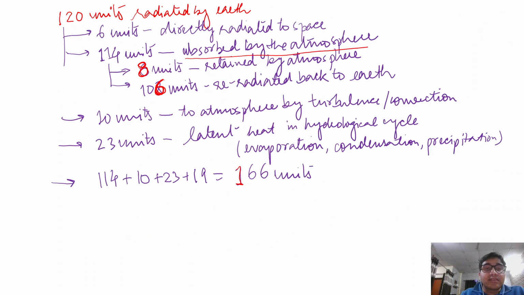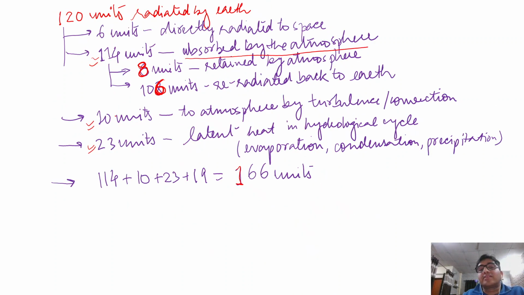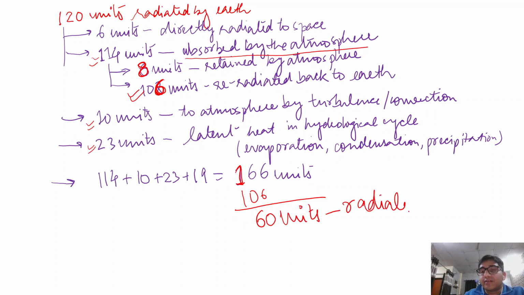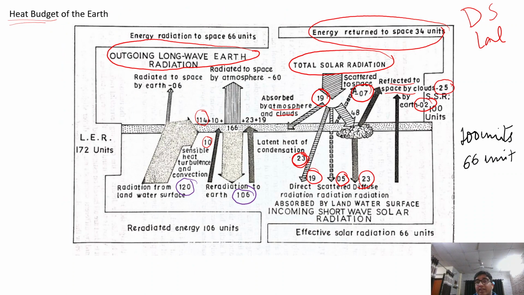So we had this 114, this 10, this 23, and this 19. It comes out to be 166 units. And out of this 166 units, 106 units was sent back to the earth. So the remaining is 60 units radiated back to space. Now when the light was coming in, what was the total amount which was sent back to the atmosphere?